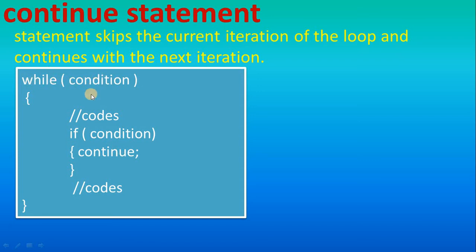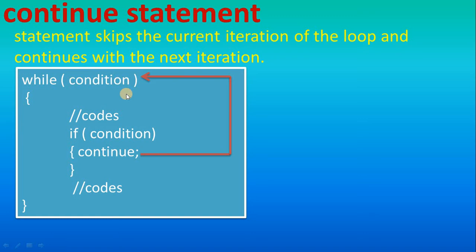Here there is a condition. If it is true, it will run the body of the while loop, and then we have another condition. If it is true, it will run the continue. So what will happen after the execution of continue? Just see this arrow direction. Once this condition is true, it will run the continue, and then it will again check the condition. In place of executing the next statement, it will check the condition. So it will simply skip the current iteration, and then if it is true, it will run this. Like that it will work.